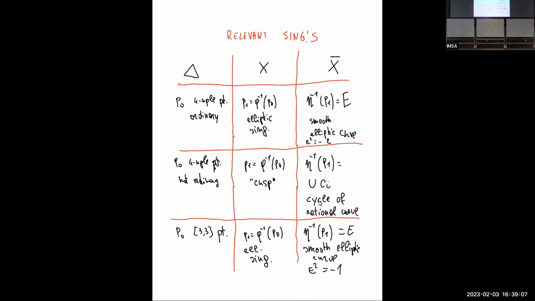And the relevant singularities that we found and which occur in a stable surface: if we have a quadruple point for delta, then the corresponding point on X is an elliptic singularity, and then we have the resolution on X bar, which is pretty much a smooth elliptic curve. And similarly, if we have triple points, the resolution is a smooth elliptic curve of degree 1. And if the quadruple point is not ordinary, we obtain a cusp, which means that the resolution is a cycle of rational curves.